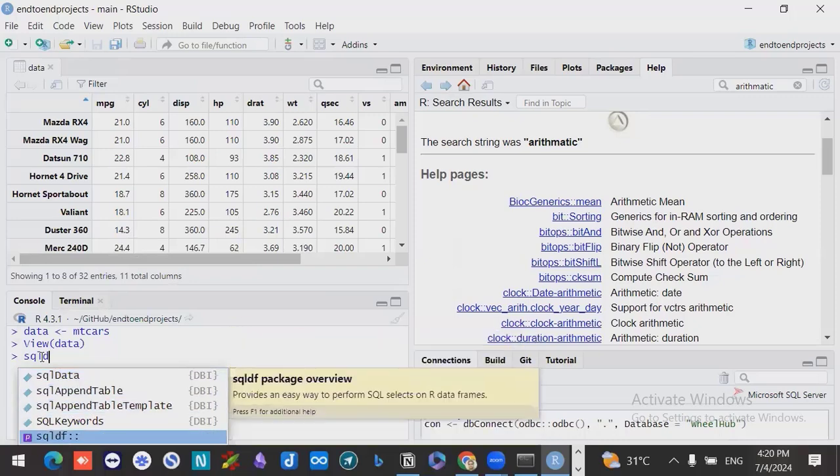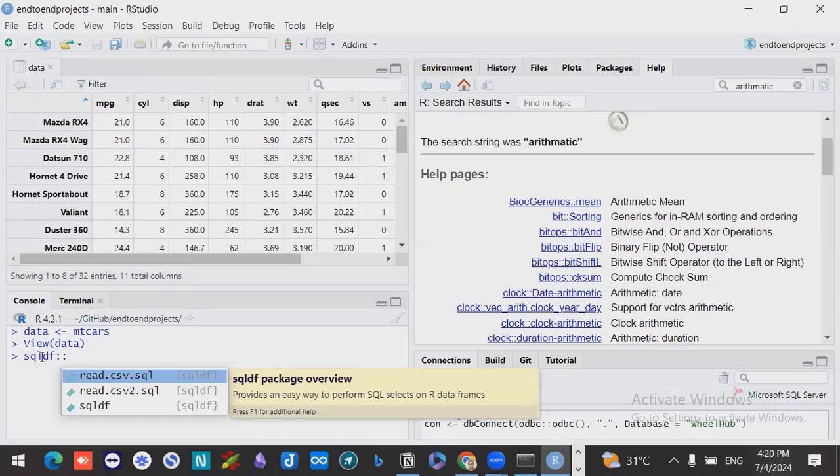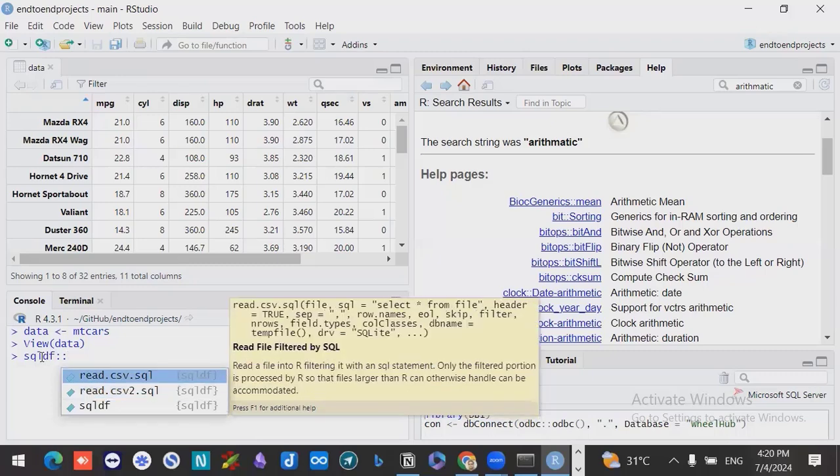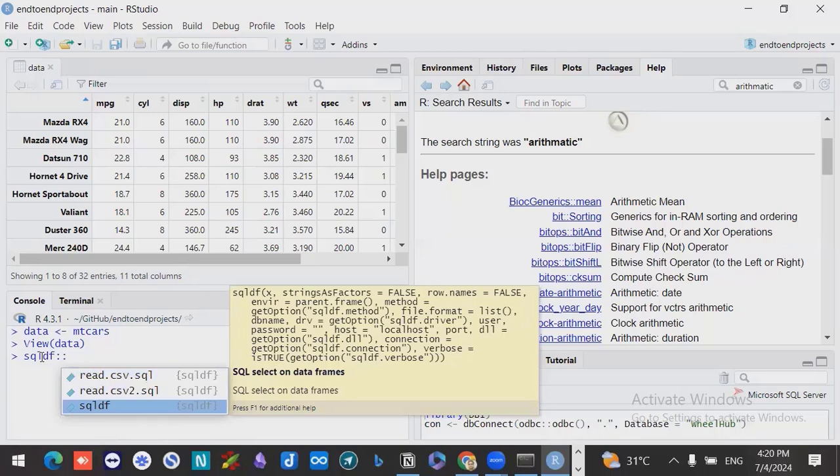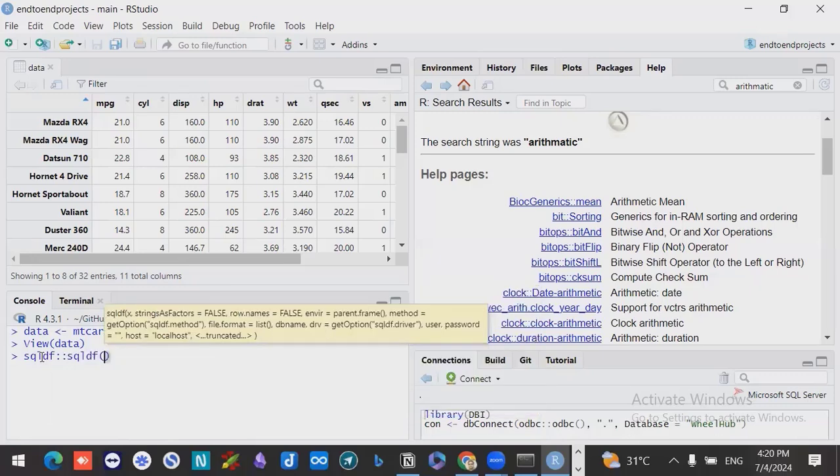You can see it's a package. It performs select operations on our data frame. So go ahead and use read.sql. For SQL data, sqldf is just a query. Select from a data frame, and whatever data we give it, it will provide that file. For example, I want to provide the data here.